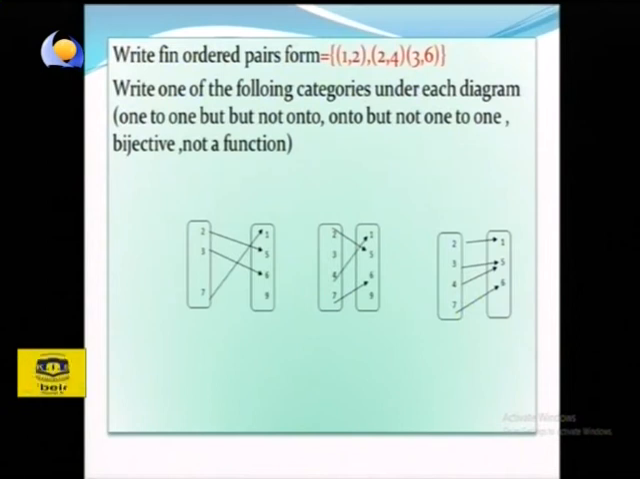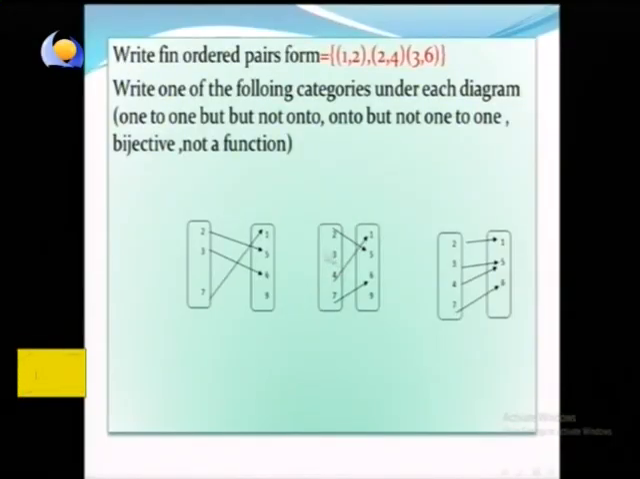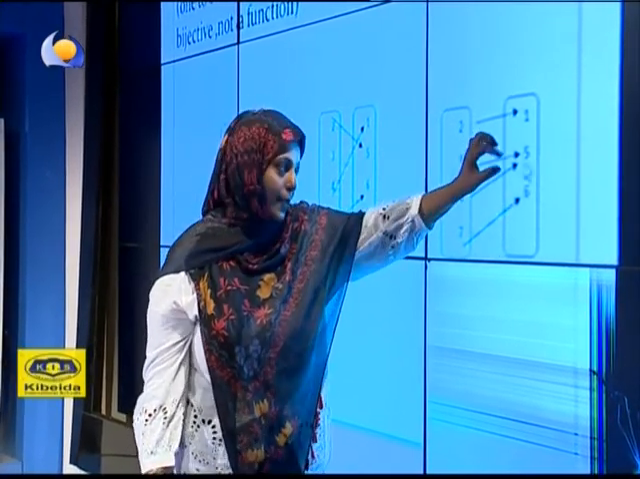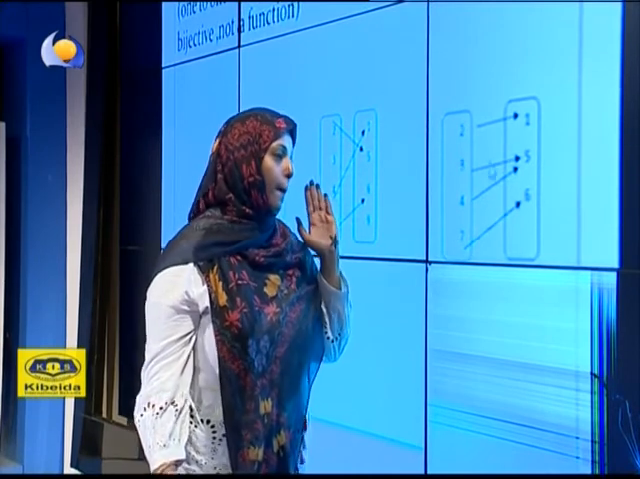The second one, it's clear that 3 is not connected, and 3 is in the domain, so this is not a function. Hence it has no type of function. It's not a function at all. The third one, it's clear that it's a function because all elements are mapped. As for its type, it's onto because all elements are connected, but it's not one-to-one because 5 is the image of 2 elements. So it's not one-to-one, but it is onto.